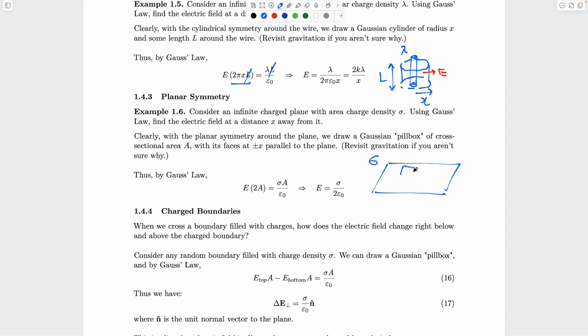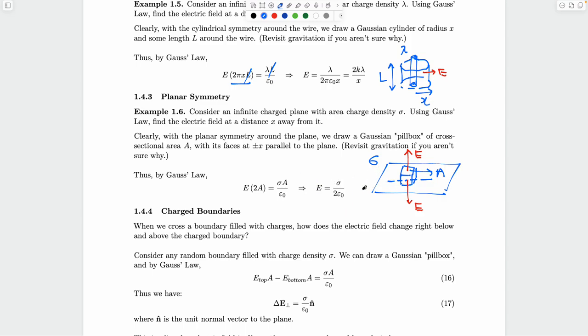If you imagine a box that extends above and below the surface, then you would know by symmetry that the field will be going up and down, right? So once again, the integral is trivial. You can just write 2a, where a is the area of the face of the box, equals sigma times a over epsilon naught. Okay, and then the a's will cancel out, and you will yield the final function for E.